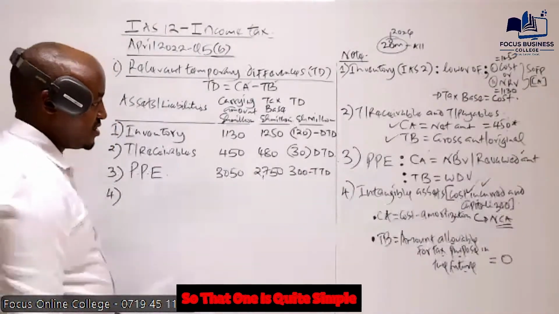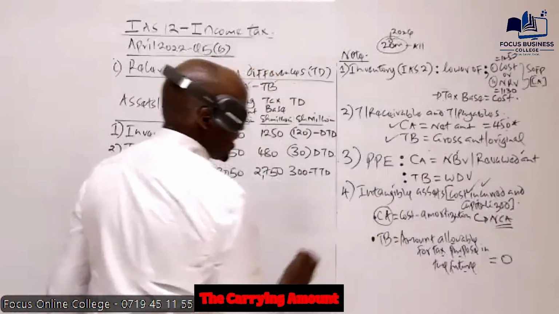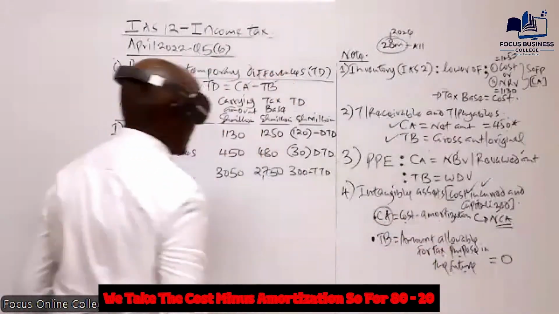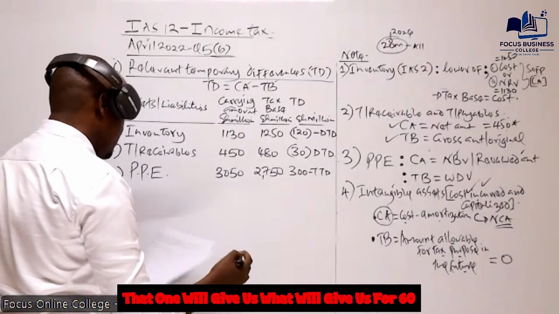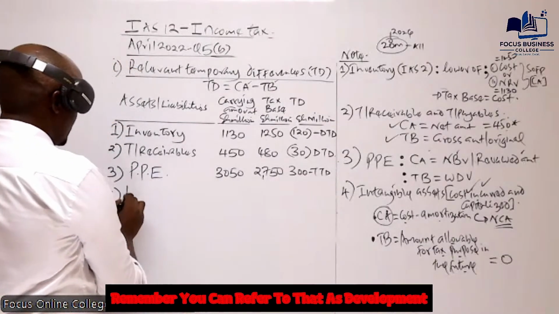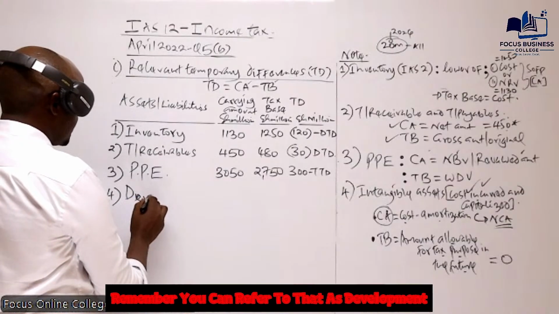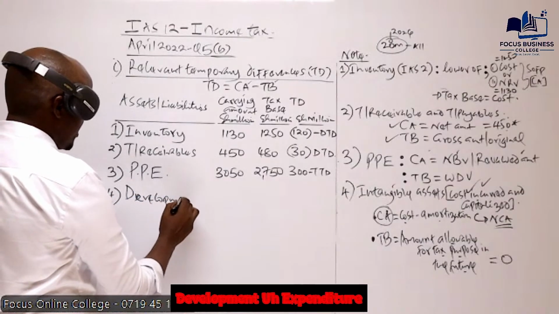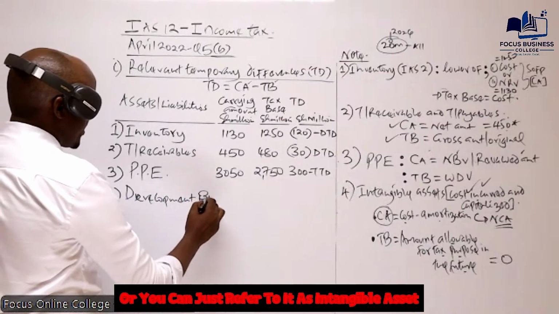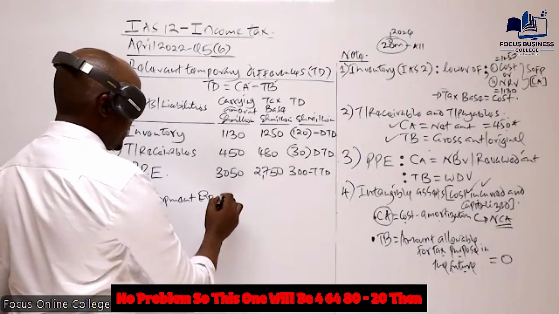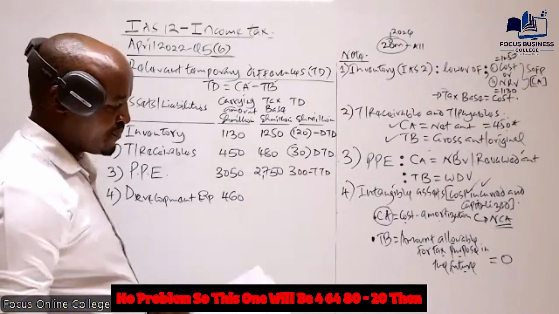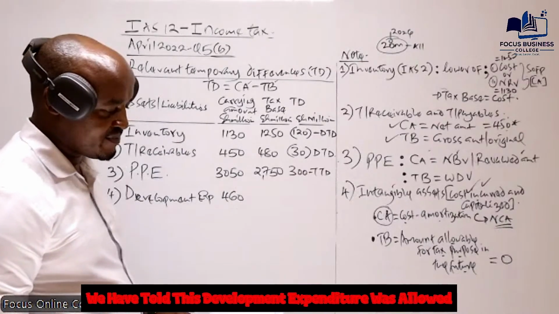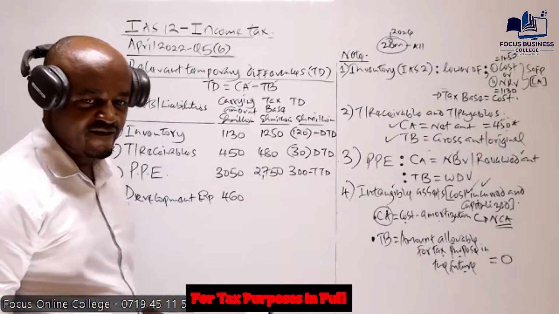So that one is quite simple because that will help us in computing the carrying amount. We take the cost minus amortization. So for 80 minus 20, basically that one will give us 60. Remember, you can refer to that as development expenditure, or you can just refer to it as intangible asset, no problem. So this one will be for 60, 80 minus 20. Then in the other sentence, we are told this development expenditure was allowed for tax purpose in full.